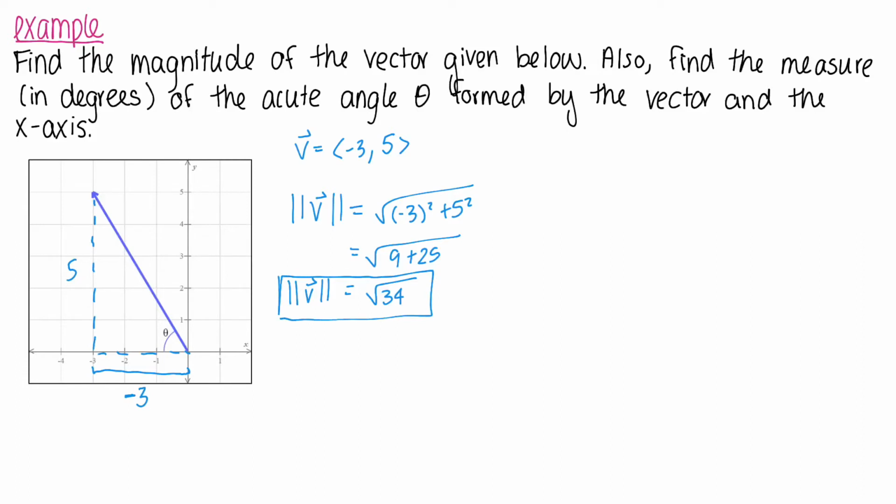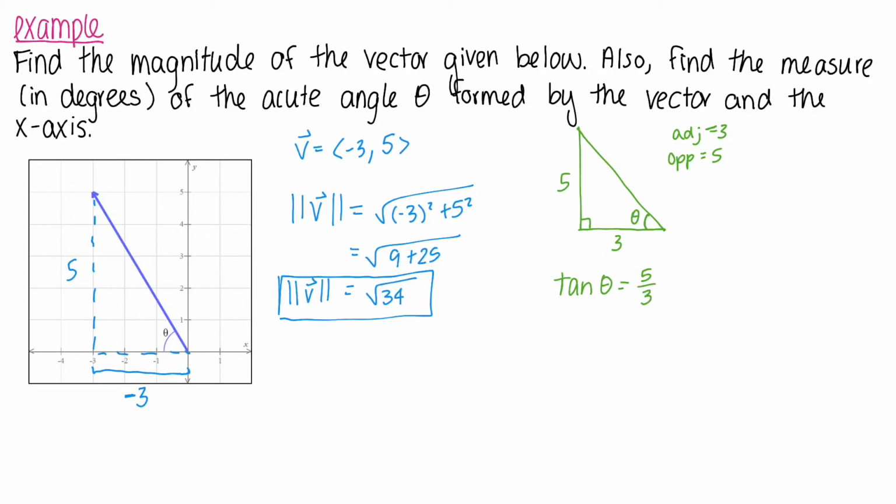Now, finding the angle, I'm going to draw this triangle here, but I'm not going to make anything negative. I'm just going to leave everything positive and pretend it's just a good old regular triangle, and I'm finding this acute angle theta here. Well, according to this triangle, I have an adjacent and an opposite side. So the adjacent side is 3, the opposite side is 5, and adjacent and opposite, that sounds like a tangent situation. So tangent of theta is equal to opposite over adjacent.